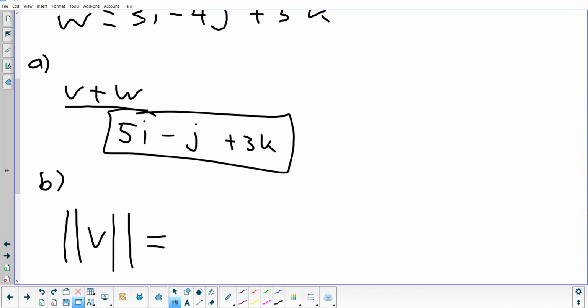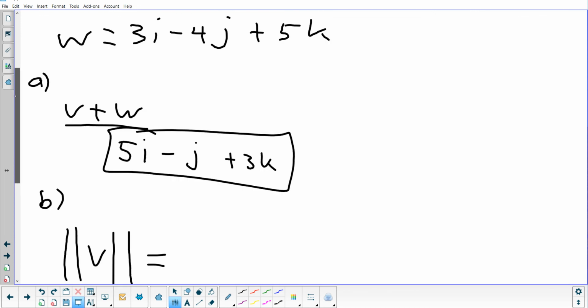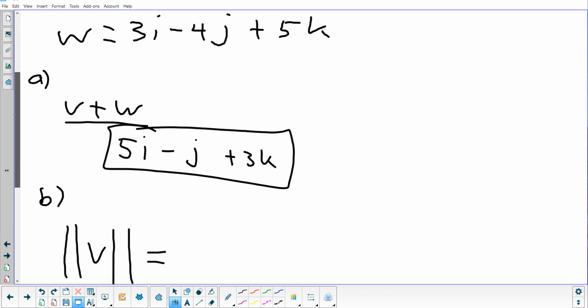All right, let's do a magnitude. So let's do magnitude of v. Casey, I usually mention this every time: when you want to find the magnitude, what's the first thing you should write down?